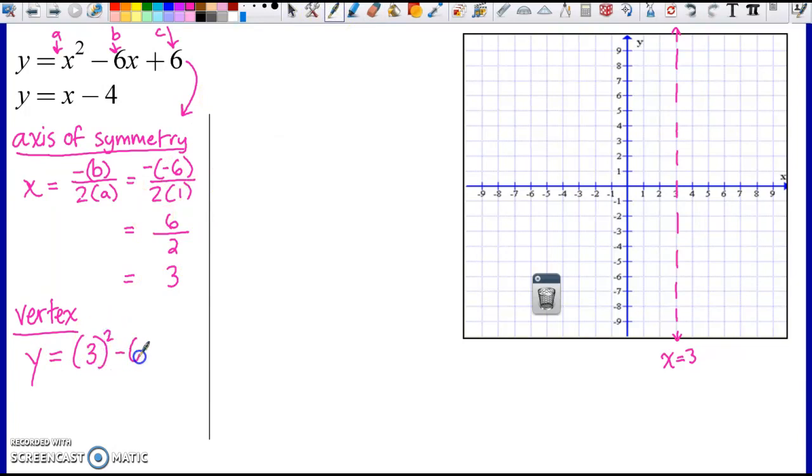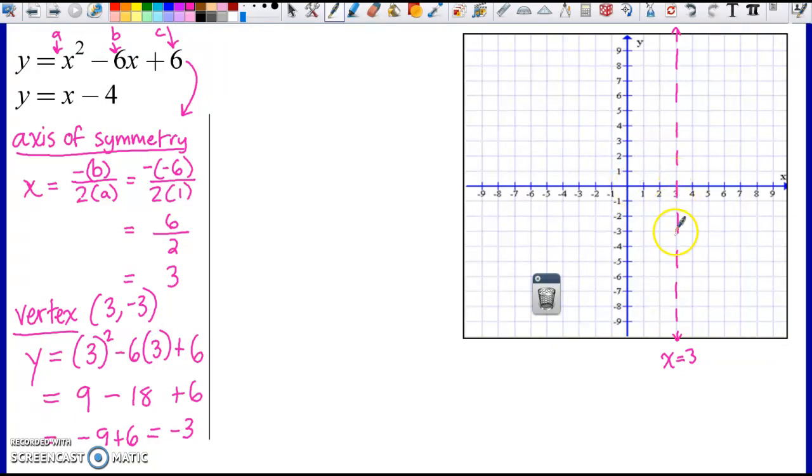3 squared minus 6 times 3 plus another 6. Of course, by the order of operations, I need to square the 3. That would be 9. Negative 6 times 3 would be negative 18 plus 6. Well, 9 minus 18 is negative 9 plus 6. That's negative 3. So my vertex is at (3, -3). Let's put that on the graph, (3, -3).